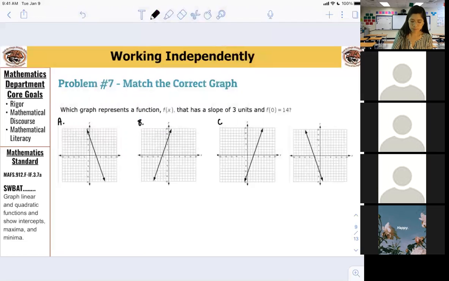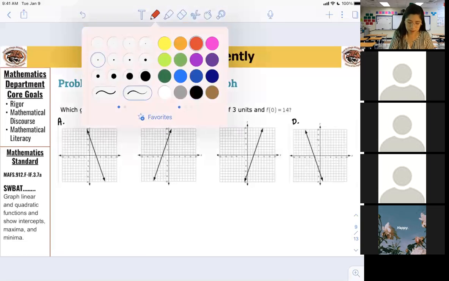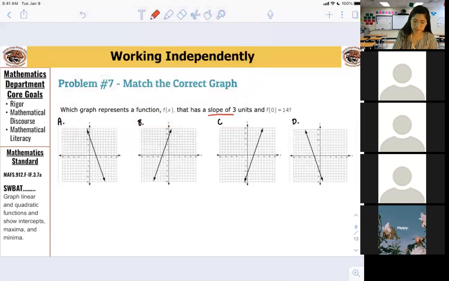Three, 4, x. I mean, you're ready to change them. Yeah, so we can at least eliminate some answers because the slope has to be positive 3. So which of these can I eliminate right off the bat? A and D, because A and D both have a negative slope.